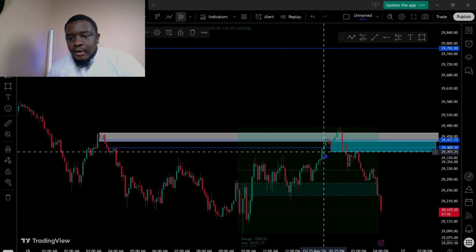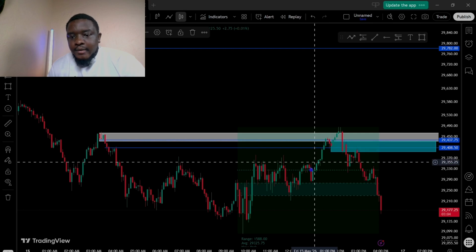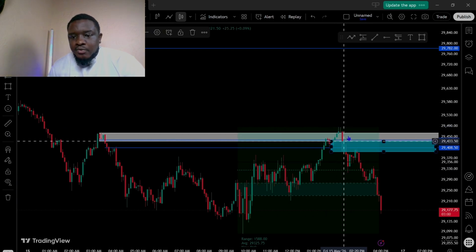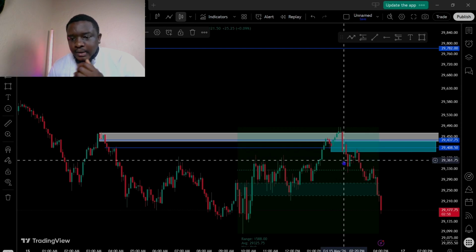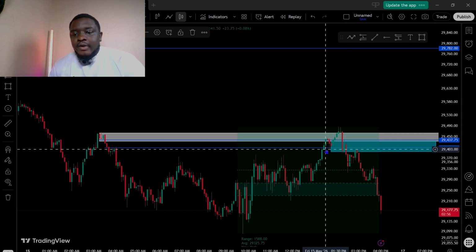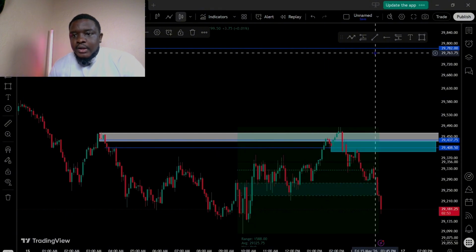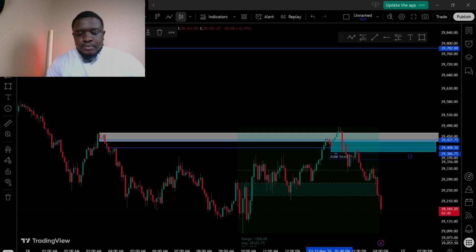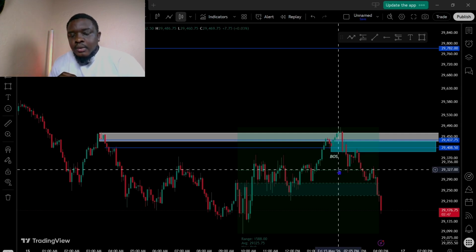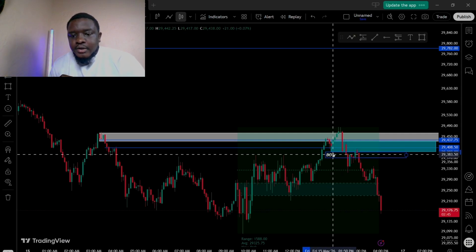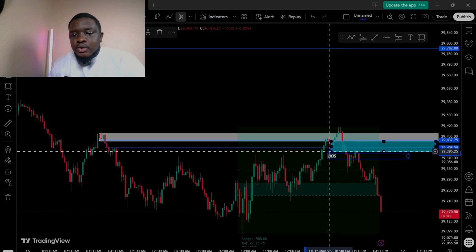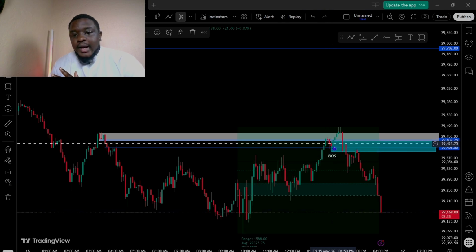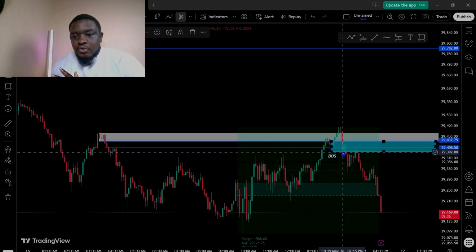So now we can see we have the up move, it taps into our zone, and what? Immediate rejection out of that area. And on the 5 minute, we got the break of structure right here. That's break of structure right there. Break of structure, change of character, whatever you want to call it. It's all whatever makes the most sense. Now we have this break of structure with this candle right here.